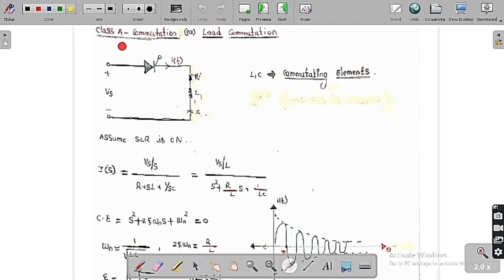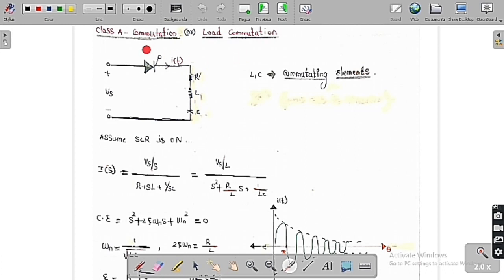Class A commutation, or the load commutation. Now we are going to learn about the commutation techniques in order to switch off the thyristor forcefully. I have already told you the thyristor is a semi-controlled switch, meaning we can only turn the switch on but we cannot turn it off. Only the user can turn it on but can't turn it off. If you want to turn it off, then you have to go for forceful commutation. By using forceful commutation, only then can we turn off this thyristor.